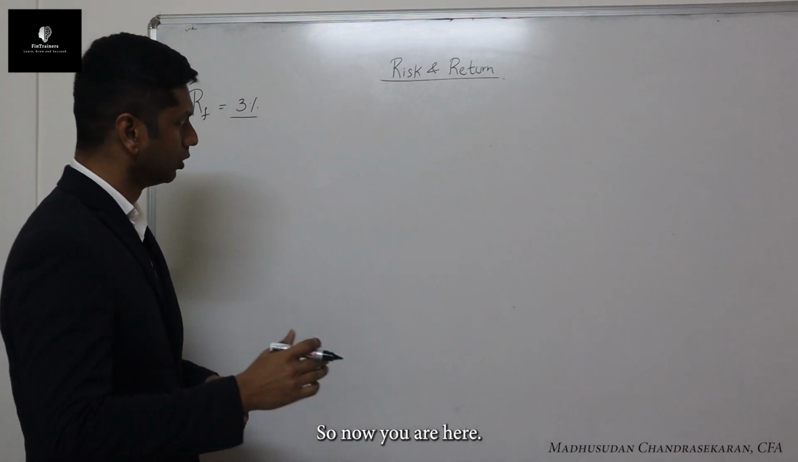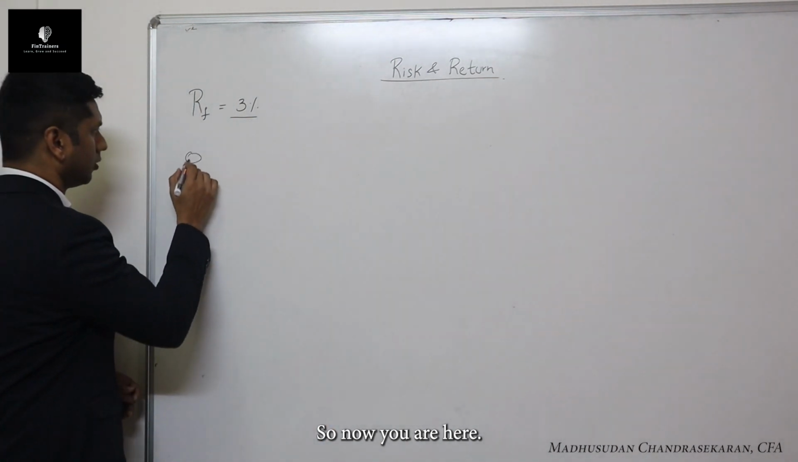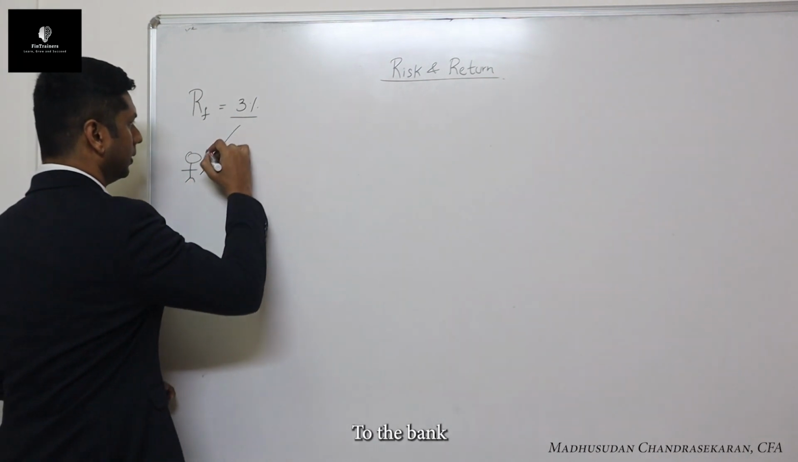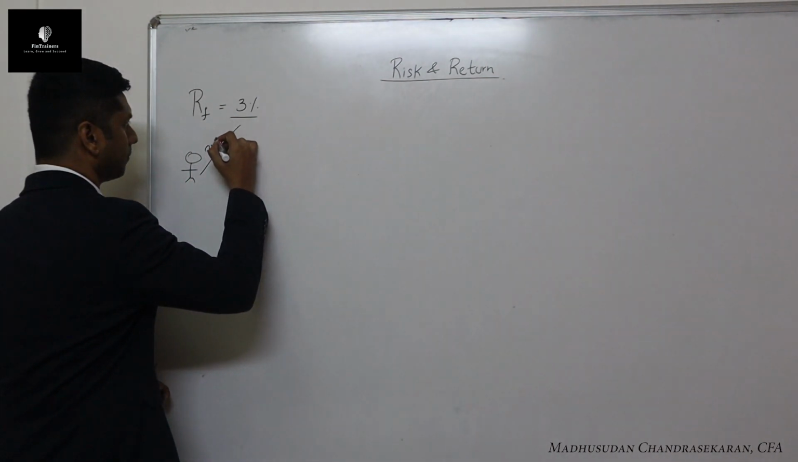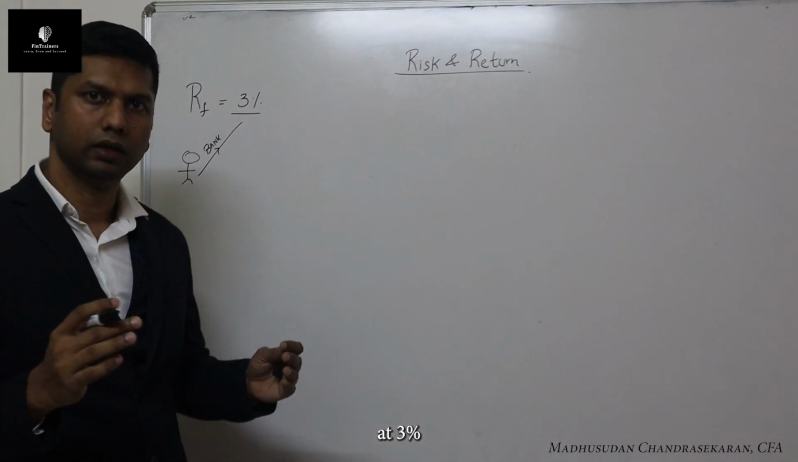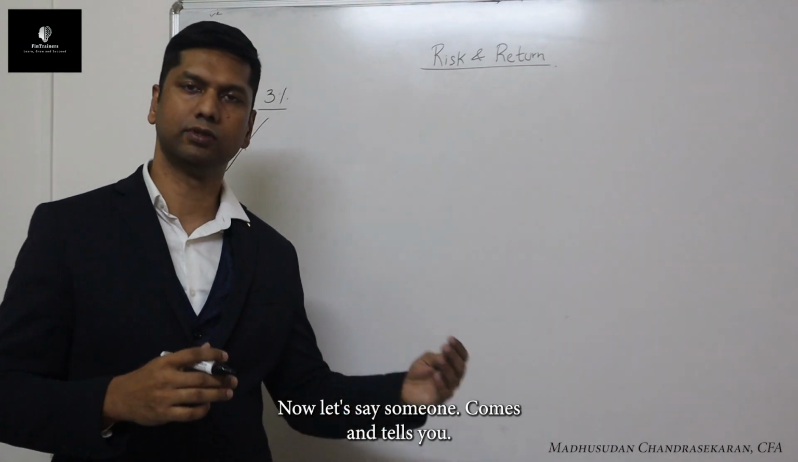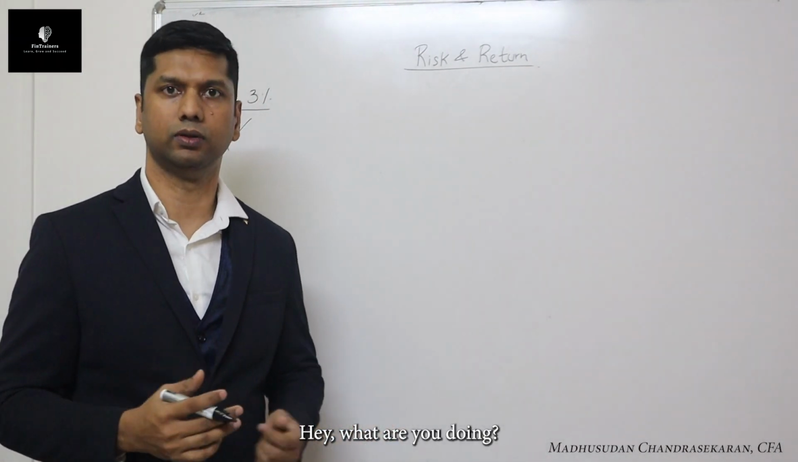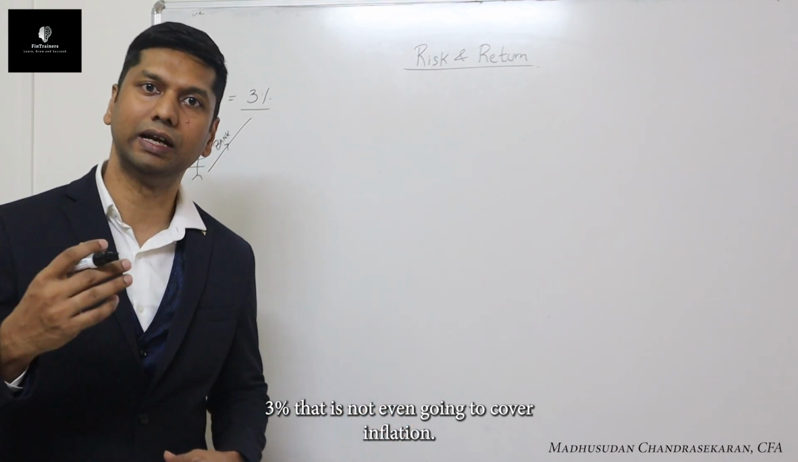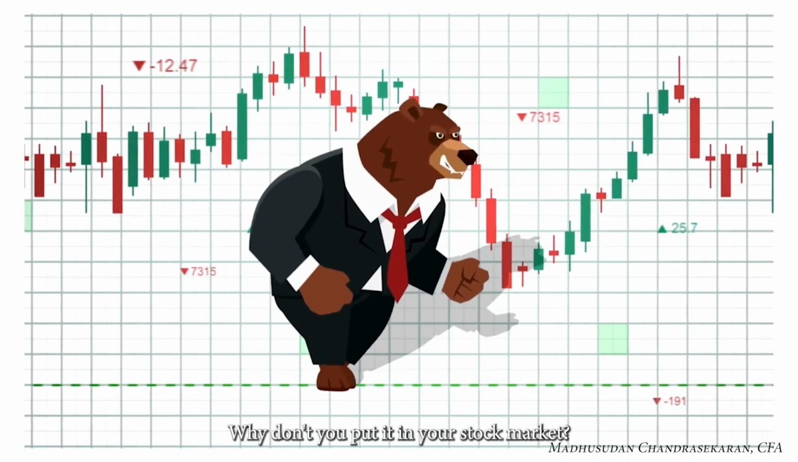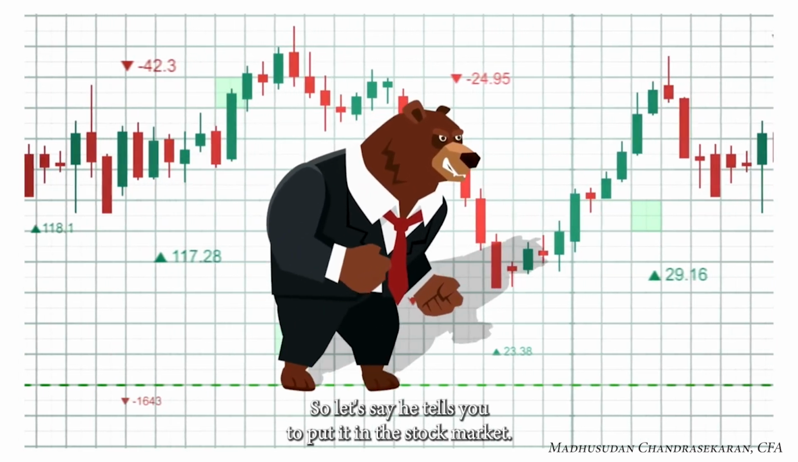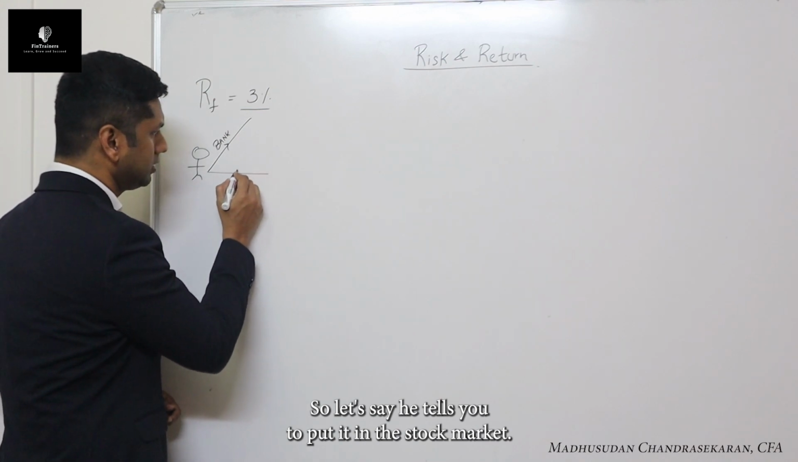So now you are here, you have given the money to the bank at 3%. Now, let's say someone comes and tells you, hey, what are you doing with 3%? That is not even going to cover inflation. Why don't you put the money in the stock market? Okay, so let's say he tells you, put it in the stock market.